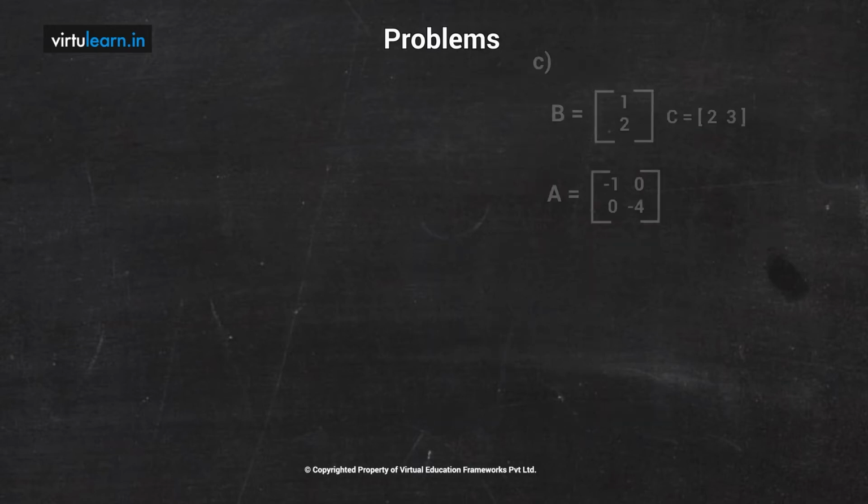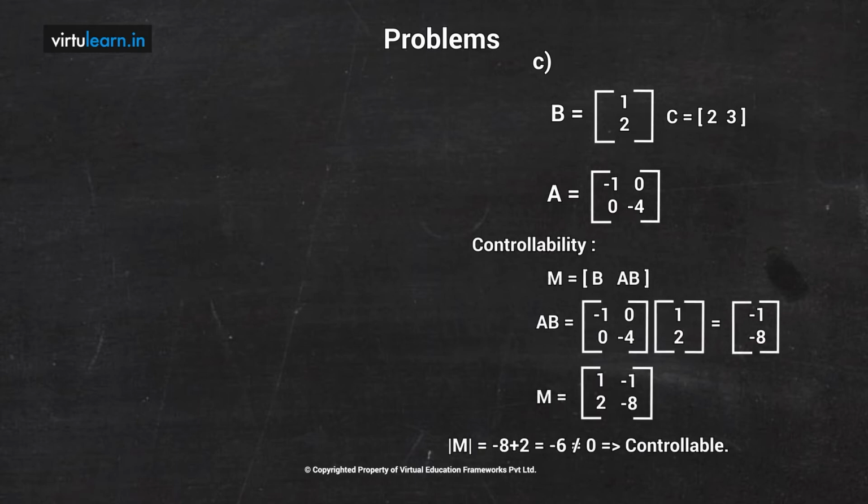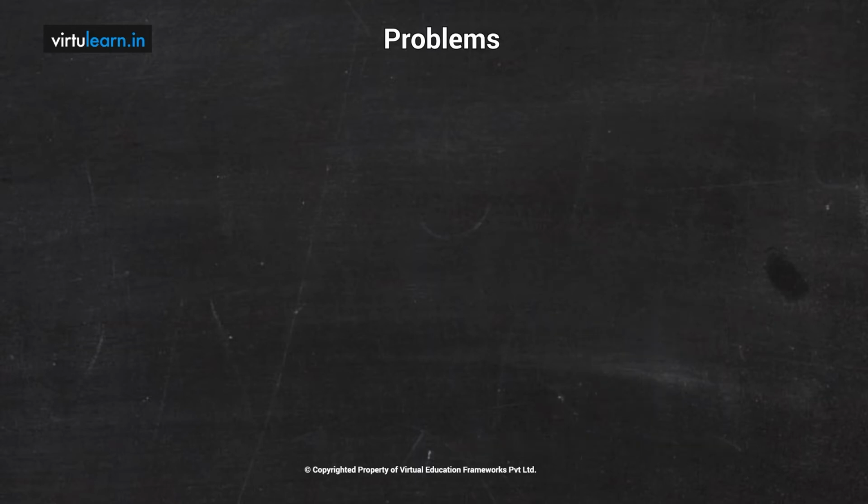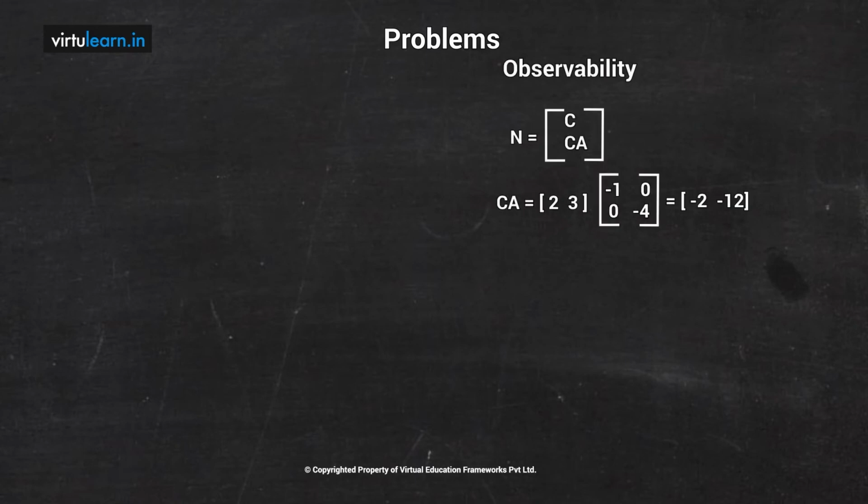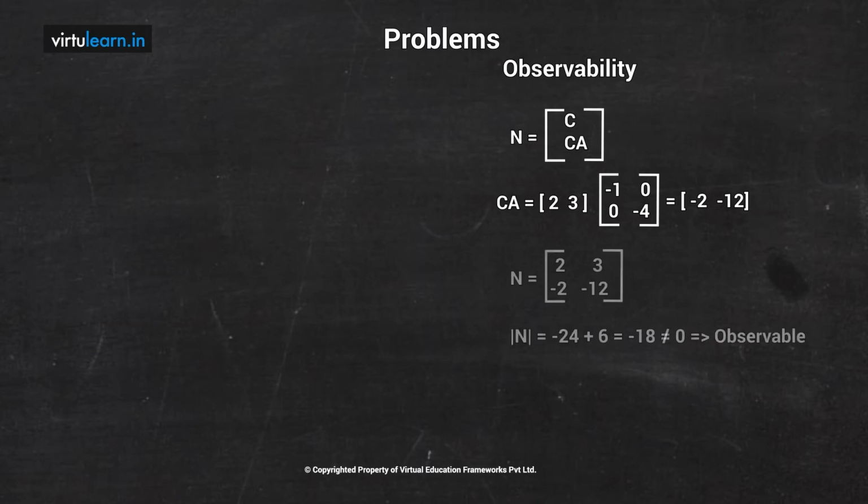And similarly look at the third case, again we have B as [1 2] and C is [2 3]. With these two we can again find out the same procedure, form the M matrix and N matrix and find the determinant of it. If we find the determinant, it is a non-zero value, which I am getting as -6. Det of M is -6, which means it is controllable. Similarly you can find out the observability, N is C, CA. When you take C as [2 3], CA will be [-2 -12], and with that I can form the N matrix. You can find out the det, and det is going to be -18, which means it's not equal to 0. So the system is observable, right?